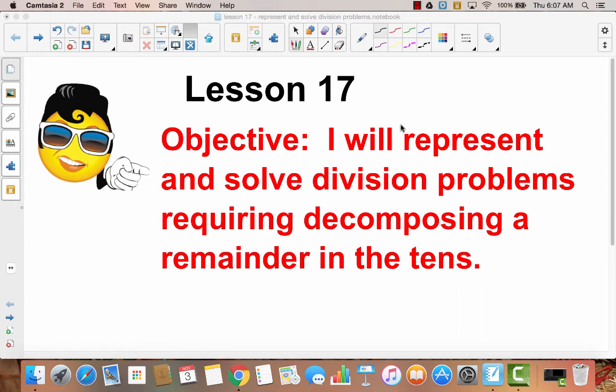Lesson 17, I will represent and solve division problems requiring decomposing a remainder in the tens. So in lesson 16, we learned about solving division problems, but we had no remainders in the tens place. If you remember, today we're going to have some problems where we actually have a remainder in the tens place.